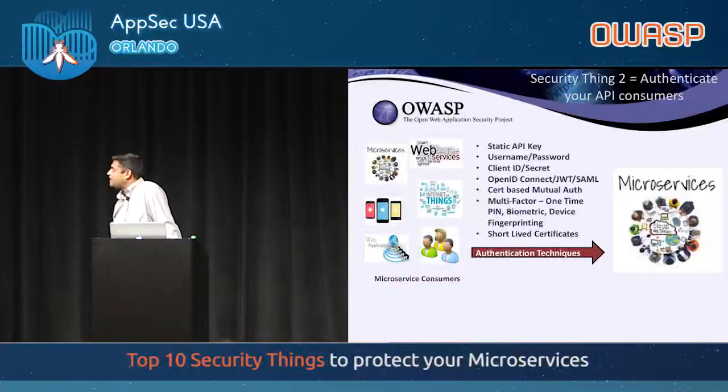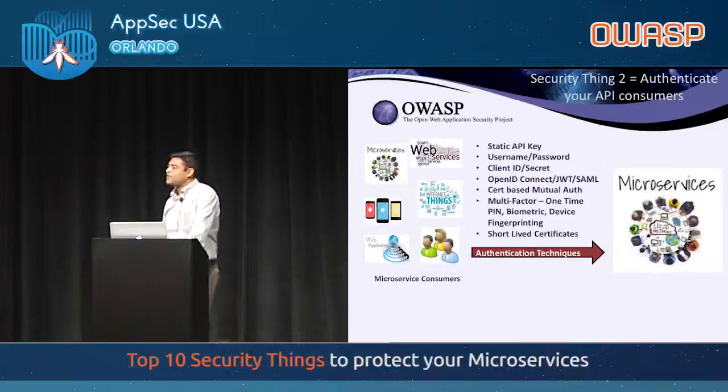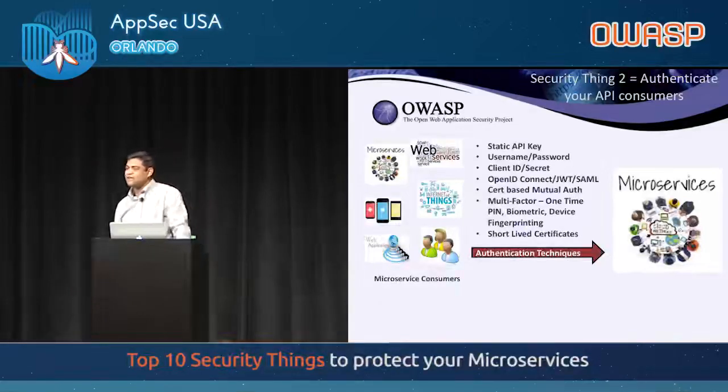Client ID secret is another thing that the microservices or web applications or the web services can use to authenticate. Cert-based mutual auth. So again, if you have an internal application, like a microservice which is used by internal customers, then this is something that you can do, where you can give a client certificate to those services, and then they hit you with that certificate. So that is a mutual auth that you can do.